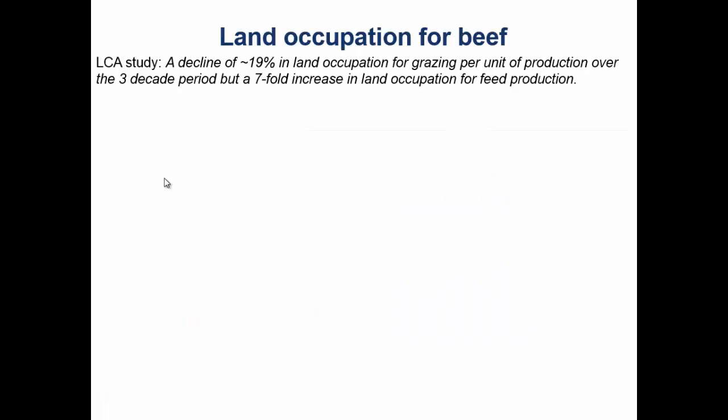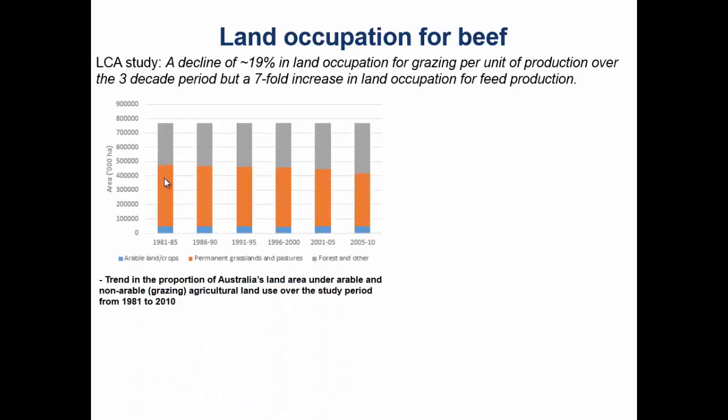Land occupation: a decline of 19% in land occupation for grazing per unit of production over a three-decade period. Let's look at that part. There has generally been a trend in the amount of land allocated to grazing in Australia, mostly a transfer of non-arable land, largely into conservation areas and to some extent forestry. There's been a slight increase in arable land occupation for crops rather than grazing, but farmers have become more efficient. They're producing more per hectare.